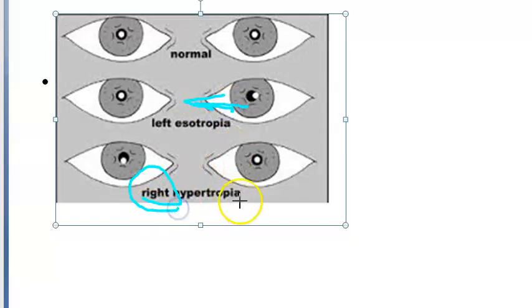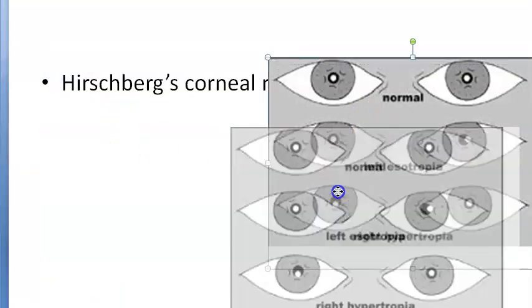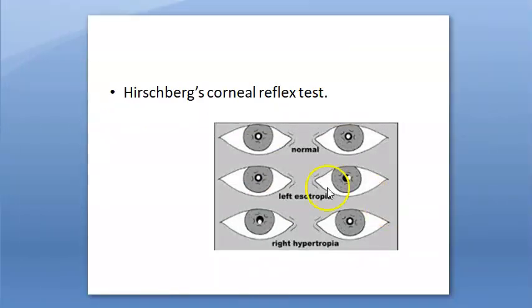Now what is this? Right hypertropia. The eye has gone up, so the reflex is down. You can see the white dot is down. Here it is in the center. Is it clear? This is Hirschberg's corneal reflex test. Same thing you should apply for exotropia and for hypotropia.